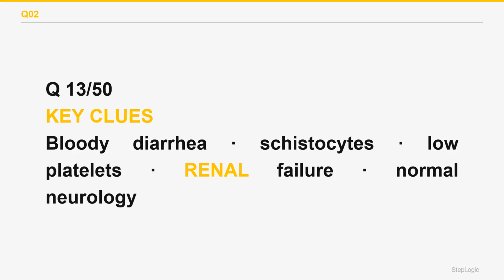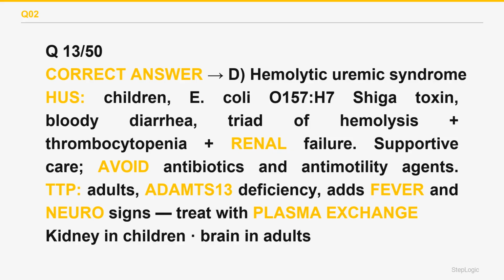Thrombotic thrombocytopenic purpura arises from deficient ADAMTS13, occurs in adults, and adds fever and neurological signs to the same triad. Choices are wrong. The correct answer is D. Two management points separate them decisively and are examined.